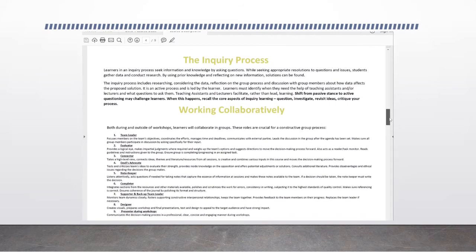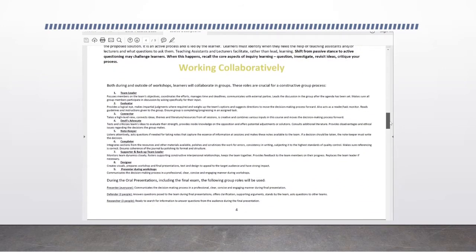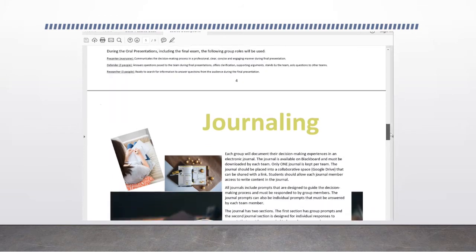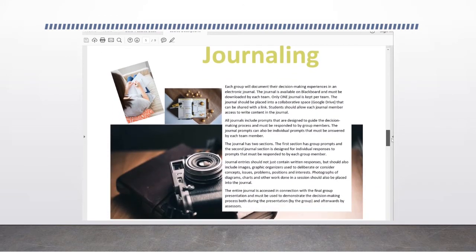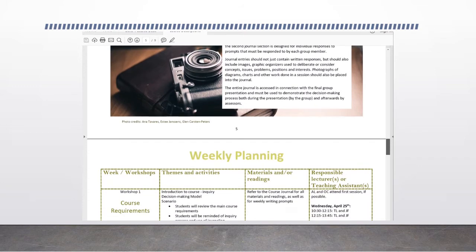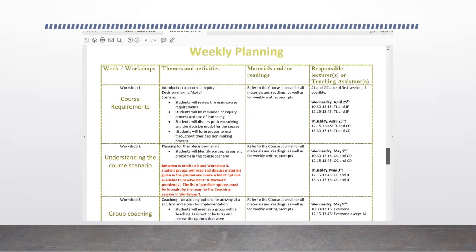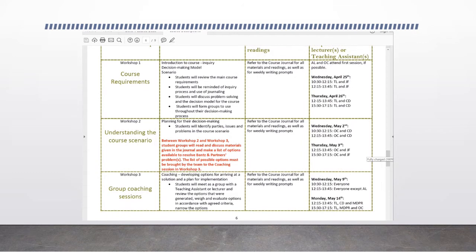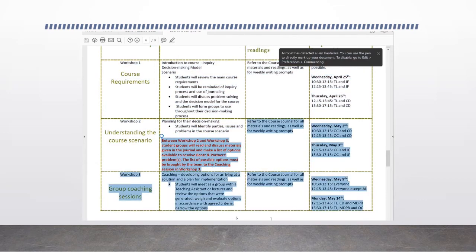Look at the inquiry process and how we will work collaboratively together, and find out about journaling and how journaling will work throughout the course. Then take a look at the weekly planning. The weekly planning is very important because it lets you know what the learning outcomes are, but it also lets you see if there's something important coming up. For example, here there's something important in workshops 2 and 3 between the times that you should be doing to get ready for the next workshop. Read that and understand it.